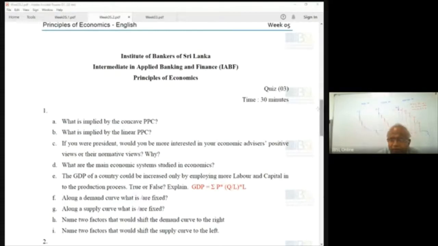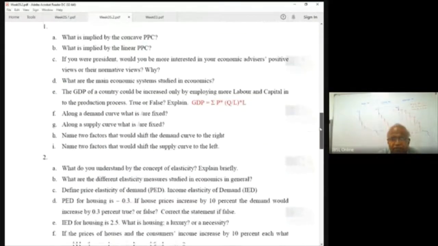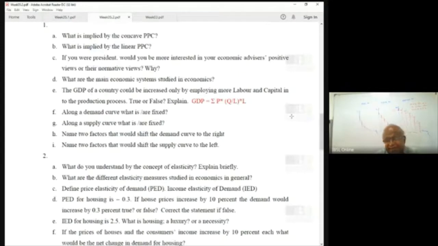Name two factors that would shift the demand curve to the right. Let's say the increasing number of consumers. Then that is one of the factors. Demand curve shifts to the right. If you change one of the other factors, then what will happen? Increase in price of chicken will increase the demand for fish. Increase in the price of a substitute product will shift the demand curve to the right.